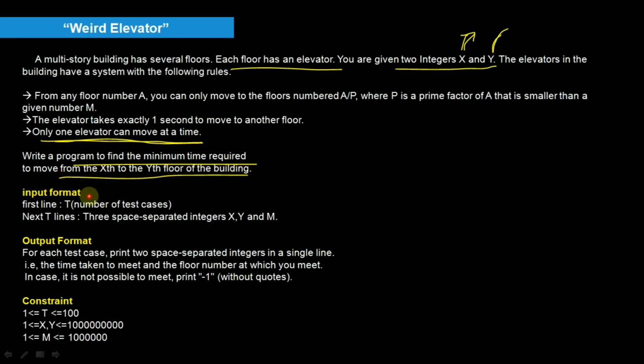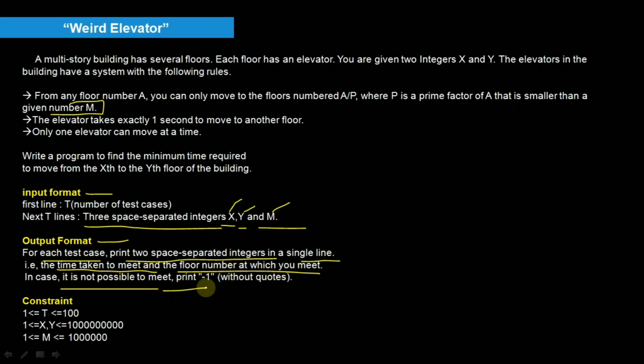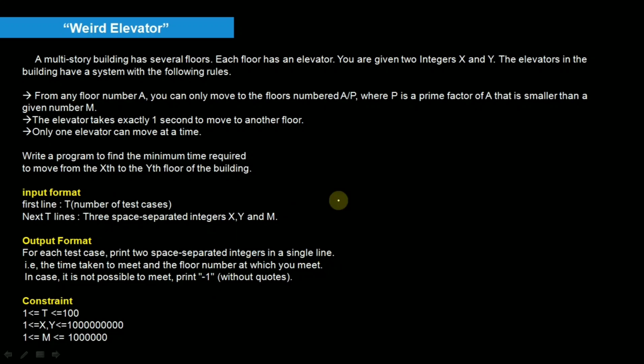Okay, so let's see the input format. The first line will be T, that is the number of test cases. The next T lines will each have 3 space separated integers, that is X, Y and M. So X and Y are the floor numbers and M is the value that we have discussed here. Okay, so for the output format, for each test case print two space separated integers in a single line, that is the time taken to meet and the floor number at which you meet. In case it is not possible, print -1. So the first value in the output will be the time taken to meet and the second value will be the floor number. Okay, so I hope this is clear.